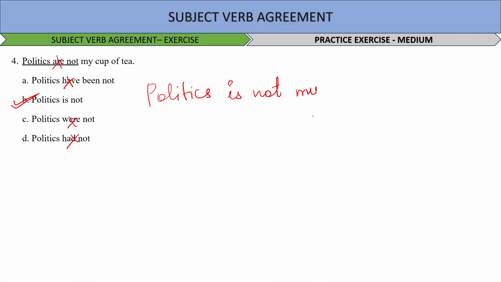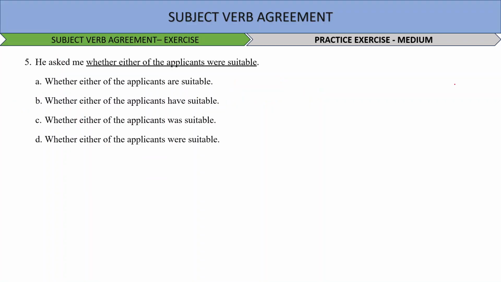My cup of tea. This is the appropriate sentence. Okay. Next question. He asked me whether either of the applicants were suitable.